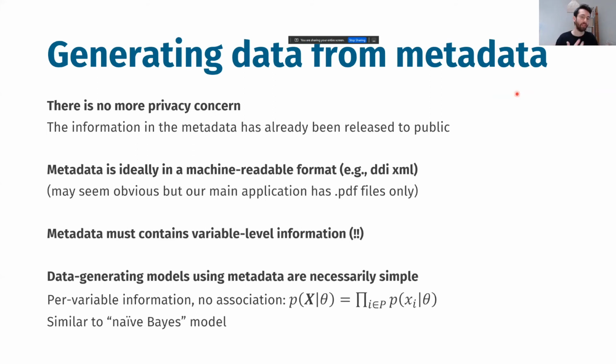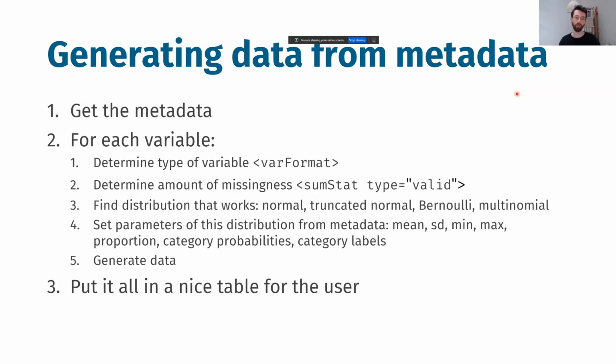Metadata should, of course, ideally be in a machine-readable format like PPI, XML, something like that. Our main application of CBS has PDF files only, so we are still working on getting that into machine-readable format. And metadata must contain variable-level information. Another realization you have to make is that data-generating models have to be simple, because you can only do it per variable. There's no cross-variable information in metadata usually, right? It's just per variable. This is the variable type and the variable information.